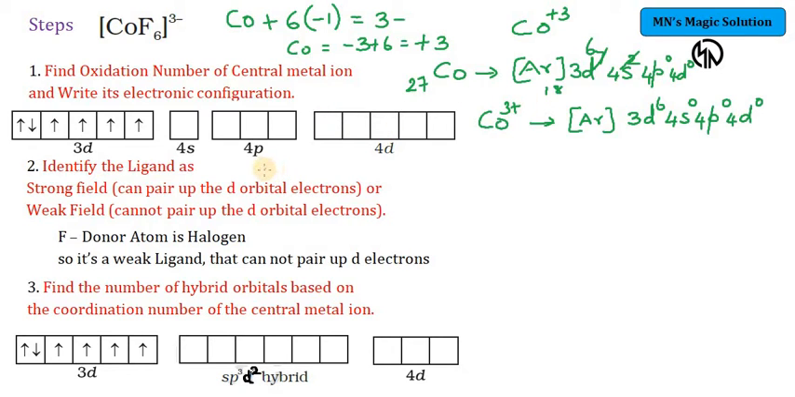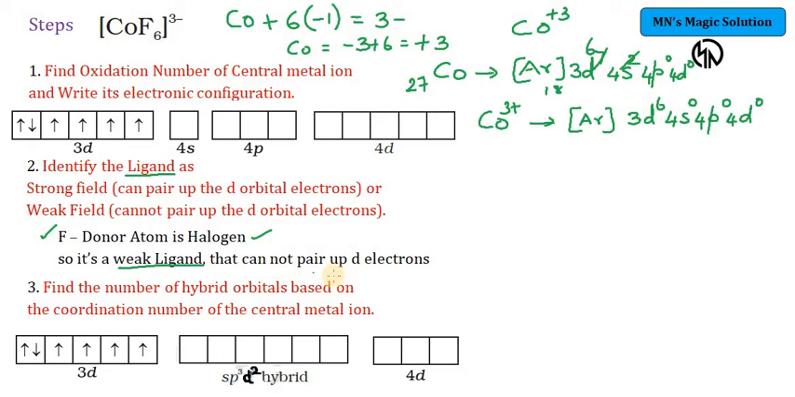Now, in step 2, what do we have to do? We have to find out the ligand, whether it is strong or weak. We already discussed on the first day that fluorine is a weak ligand. The donor atom is fluorine. Fluorine is a halogen, and a halogen is a weak ligand.